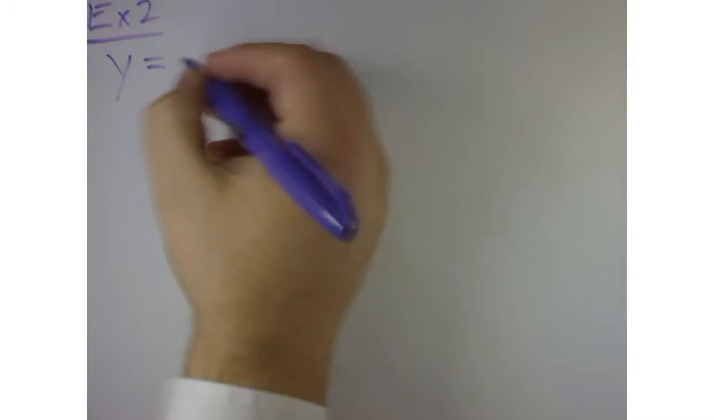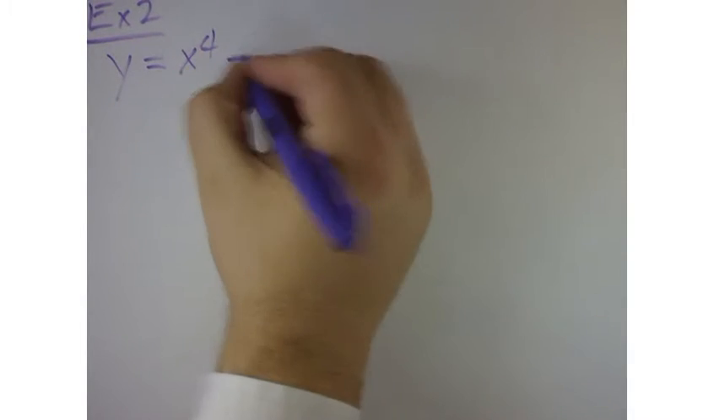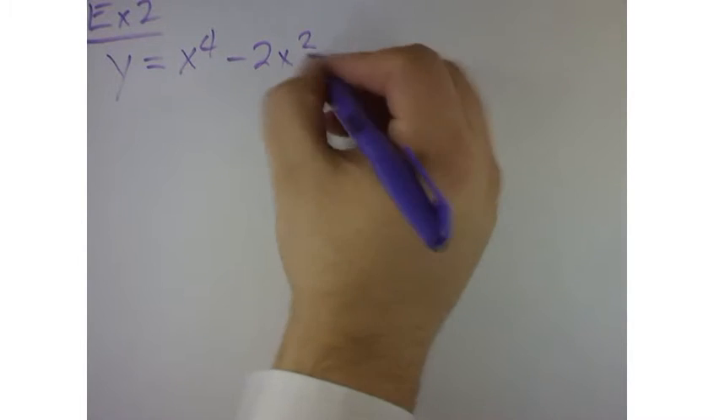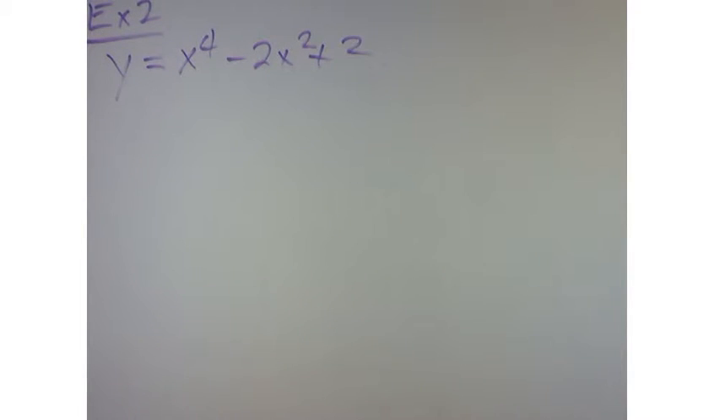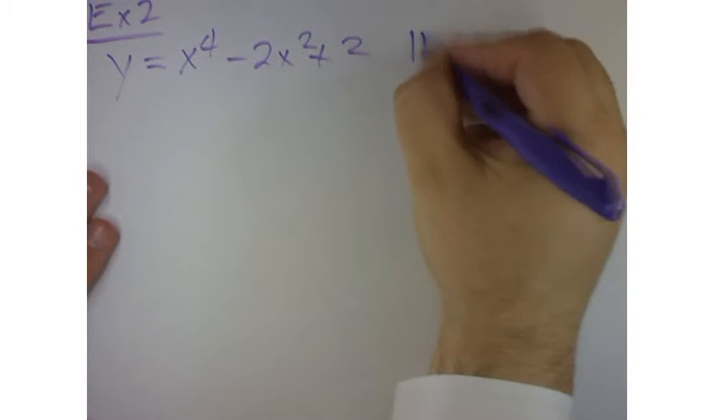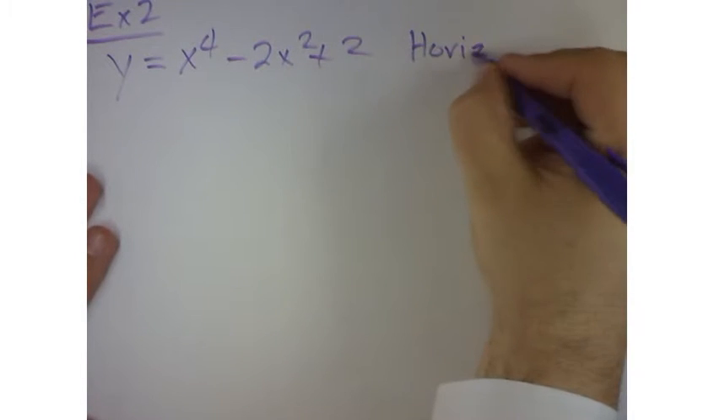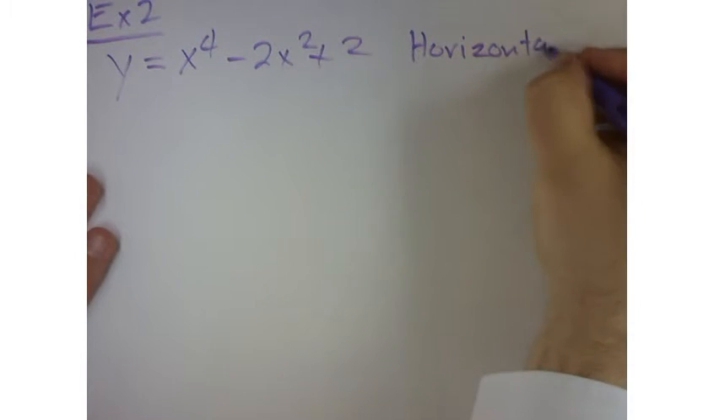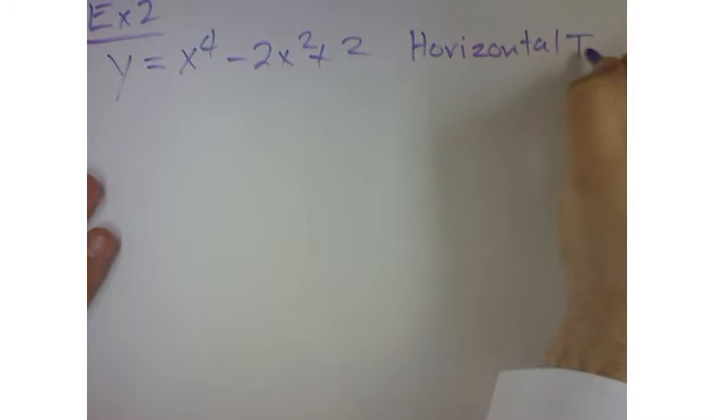3.3, more derivatives using the power rule. So they give us the function y equals x to the fourth minus x squared plus 2. And it wants to know if there are any horizontal tangents. What are horizontal tangents? Those are tangent lines that are horizontal. Learn something new every day.